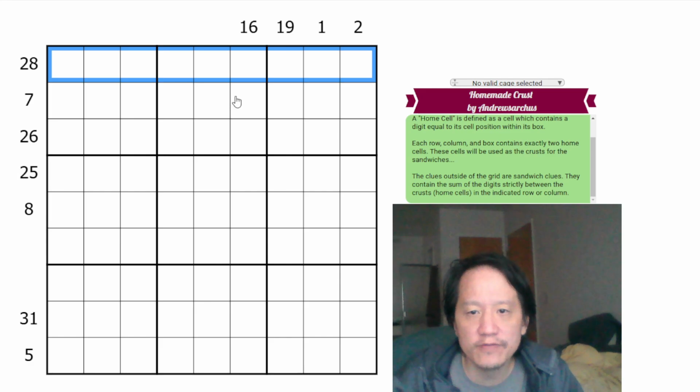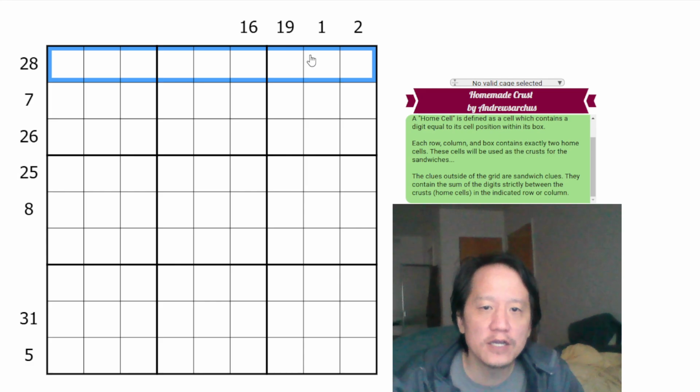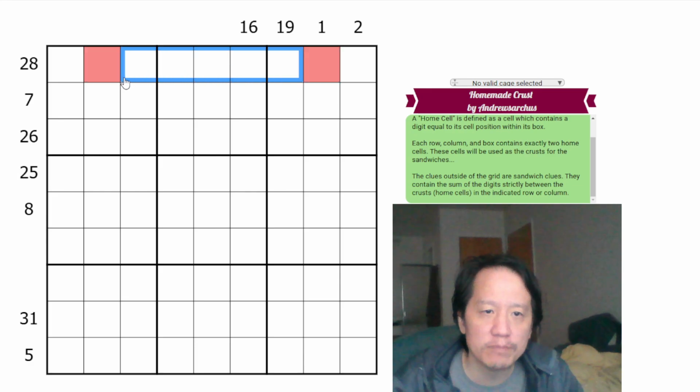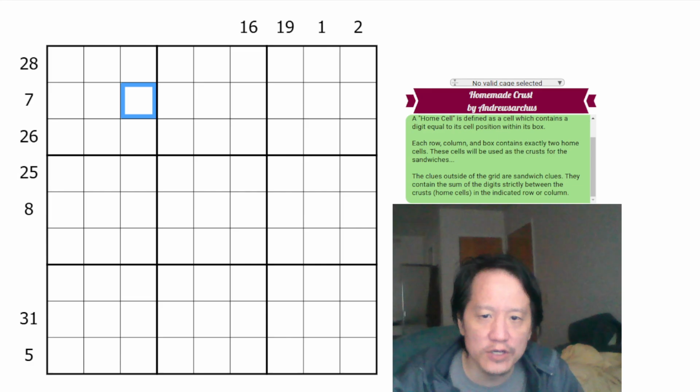The clues outside of the grid are sandwich clues. They contain the sum of the digits strictly between the crusts, that is, the home cells, in the indicated row or column. So, if this were a home cell and this were a home cell, the digits in between must add up to 28, because of this 28. Similarly, if this were a crust and this were a crust, they would have to add up to 7. These two specifically, because the 7 designates that.